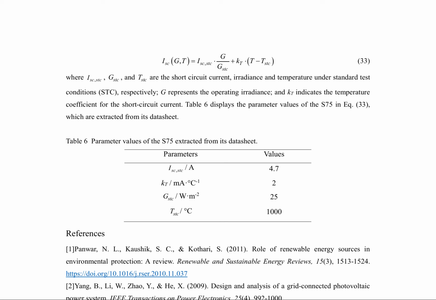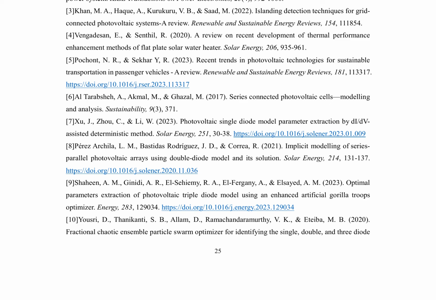The modeling of photovoltaic systems, particularly the short-circuit current under standard test conditions, is a crucial aspect of photovoltaic analysis. This involves an equation, EQ 33, which relates the short-circuit current to irradiance and temperature. The parameters used in this equation are extracted from the datasheet of the S75 solar panel. Accurate modeling and analysis of photovoltaic systems rely heavily on understanding these parameters.